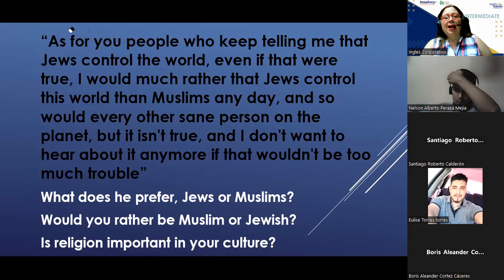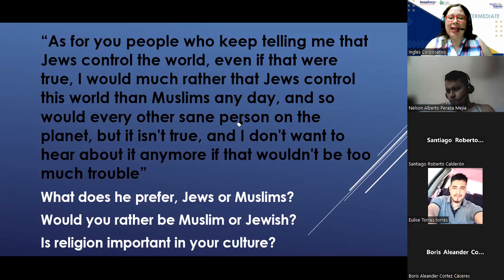Let's read it. As for you people who keep telling me that Jews control the world, even if that were true, I would much rather that Jews control this world than Muslims any day. And so would every other sane person on the planet. But it isn't true, and I don't want to hear about it anymore if that wouldn't be too much trouble.